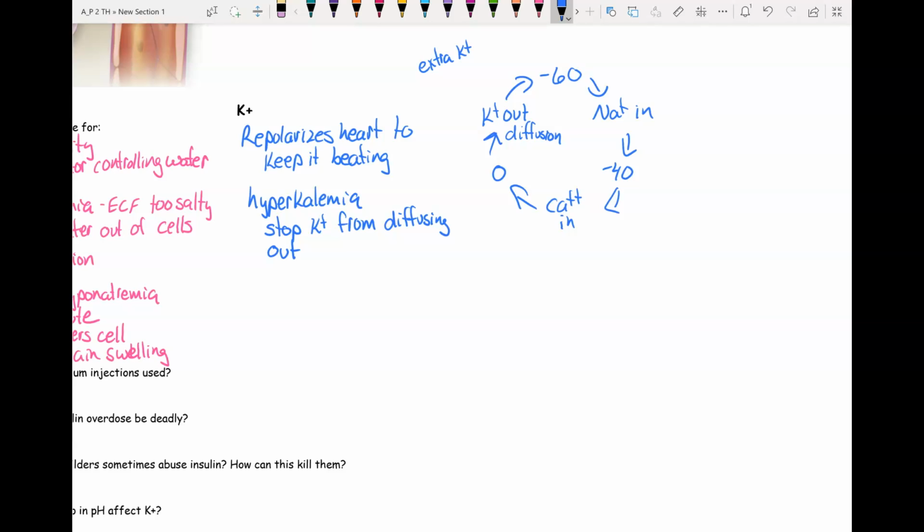So now, because it's not diffusing out, your heart fails to repolarize. So you won't go back down to -60. This means your heart just stops beating. If it doesn't repolarize, it doesn't beat the next time. So you have cardiac arrest.